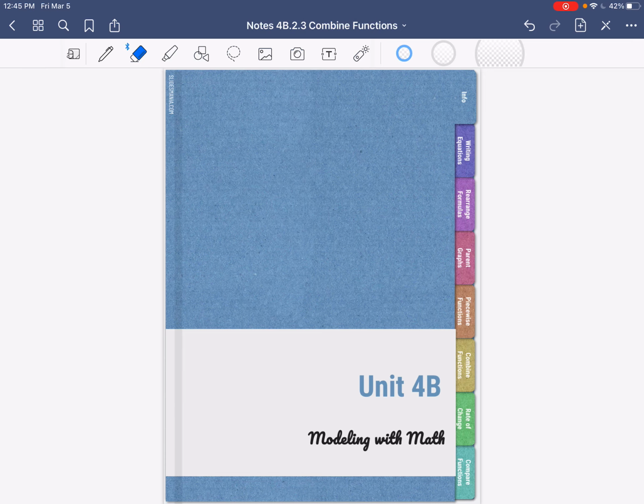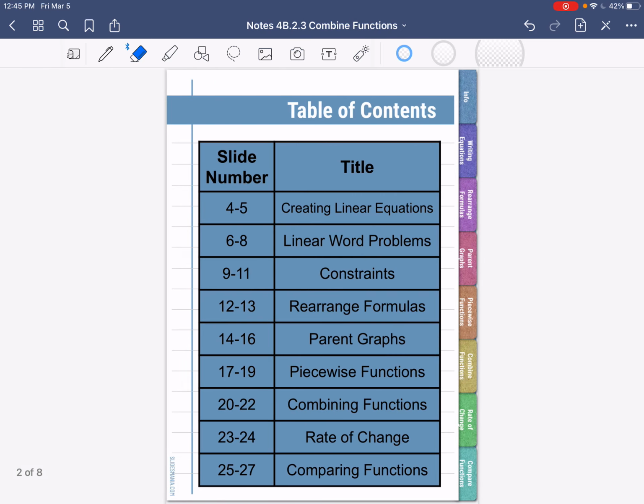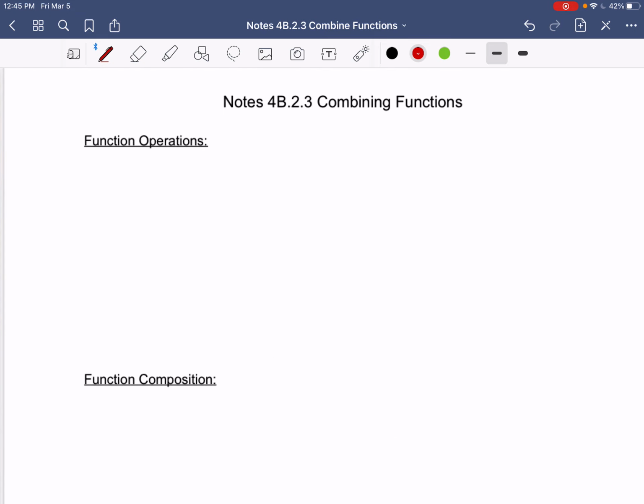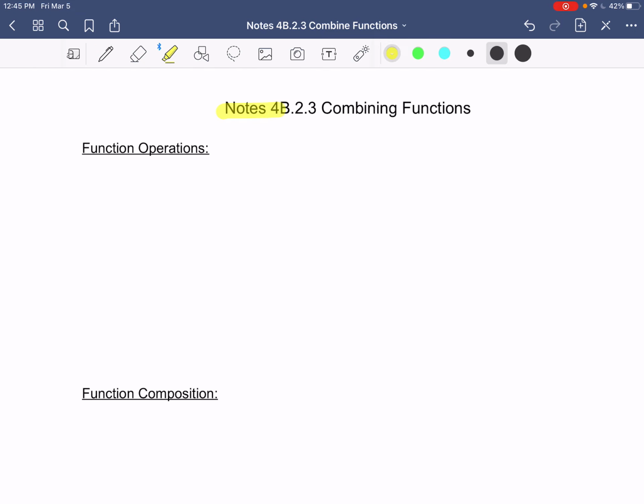Hey guys, today we're going to take our notes about combining functions. So this is going to be on slides 20-22 in your digital notebook today. At the top of your paper, you can go ahead and put your title. These are notes 4B.2.3, combining functions.